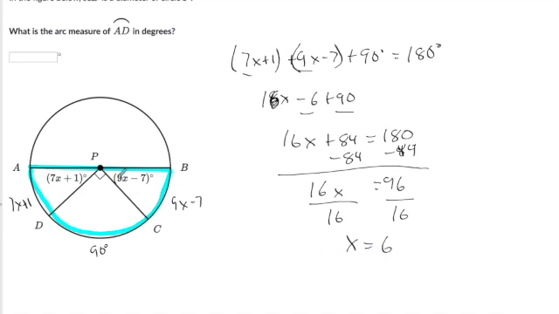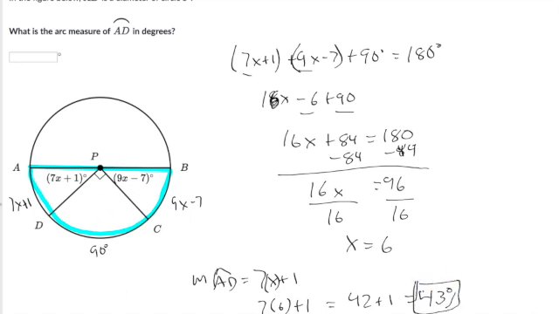So that's not the answer. It says what's the measure of AD? So let's look at AD. The measure of arc AD equals 7x plus 1. So we just plug in the x right here. And so we have 7 times 6 plus 1. And that equals 42 plus 1, which equals 43 degrees. Okay, so that's our answer, 43 degrees.